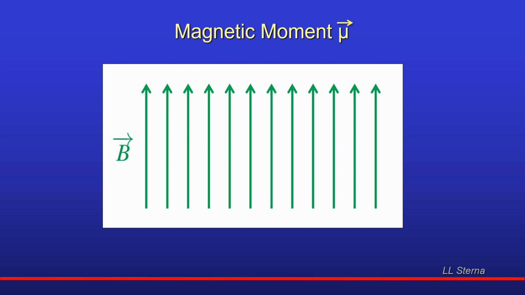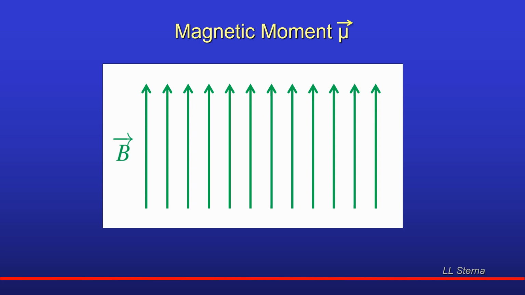Let's start by considering some magnetic field B. Magnetic field is also a vector, so I use capital B with an arrow on top. The green arrows, all pointing up, represent the magnetic field lines in some region of space. Magnetic field is something that exists in a region of space.